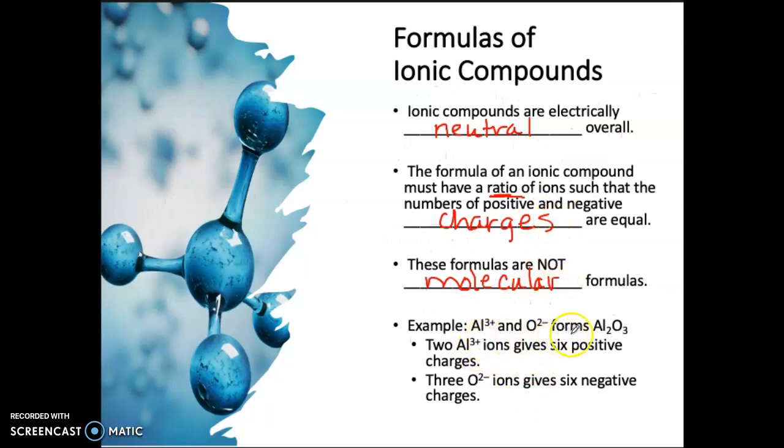So, for example, aluminum and oxygen can come together as aluminum oxide. The 2 Al3+ aluminums give away 3 electrons each for a total of 6 positive charges. And then the O2- oxygens each take 2 electrons. If there's 3 of them, they can take 6 of those negative electrons. But you have 6 positive and 6 negative, so you have a neutral charged compound.